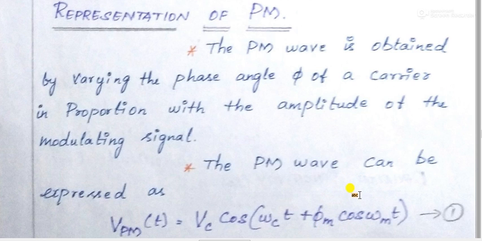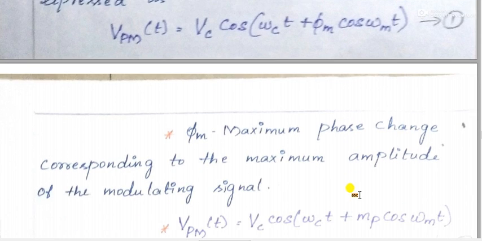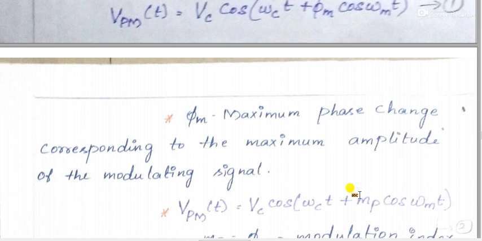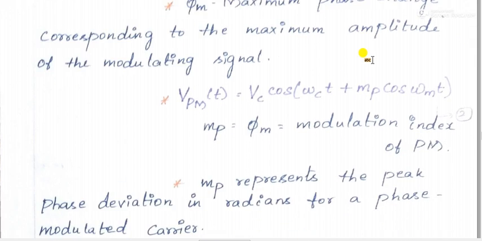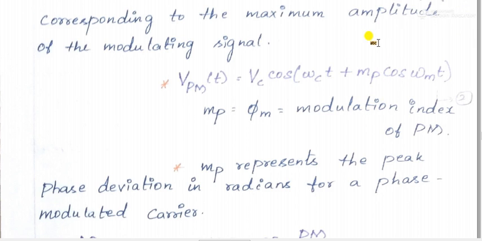Phi m, next we are going to see what phi m is. Phi m here is the maximum phase change corresponding to the maximum amplitude. In step 2 we are going to replace phi m with, see here, this is the Mp. Mp is nothing but the modulation index of PM. So we have just replaced phi m equal to Mp. Both are equal, the modulation index.